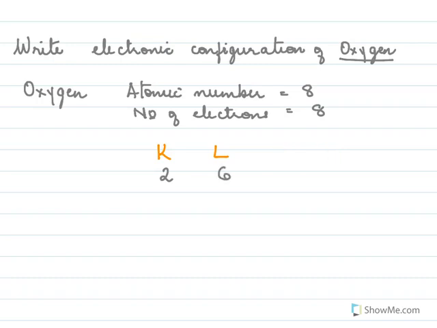So these 2 shells will not be present. So this will be the electronic configuration of oxygen, the distribution of its electrons: 2, 6. 2 in the K shell, 6 in the L shell.